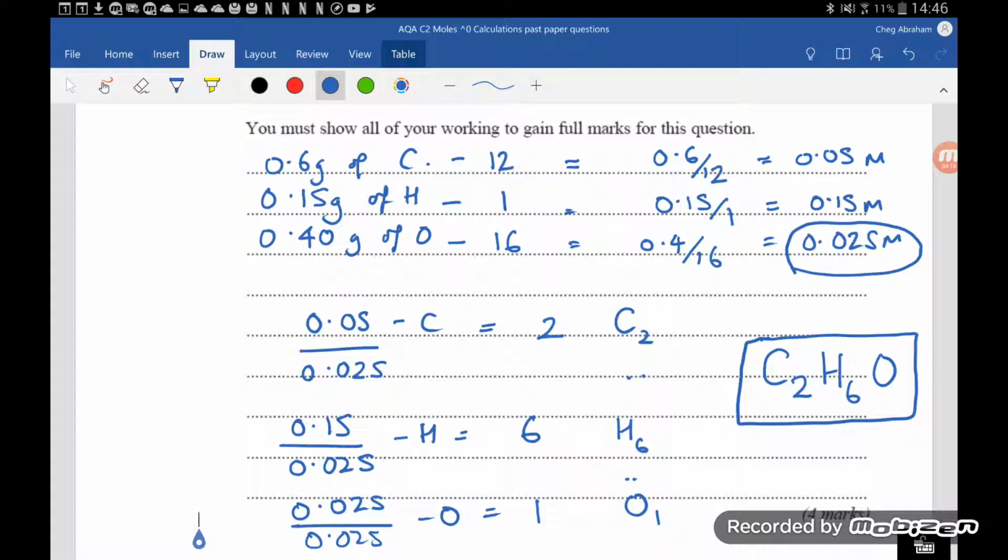Now, there's another way that you could do this. Instead of just finding the lowest one here of 0.025, those figures are quite cumbersome. So you could multiply all of them by 100 and divide by the smallest one. Then you'd have got 2.5 for the oxygen, and 15 and 5, and that would have given you the same division and the same empirical formula. As long as you can identify the smallest one, you just divide by it, which is 0.025 in this case for the oxygen. So that's how you work out the empirical formula of a compound based upon being given the masses.